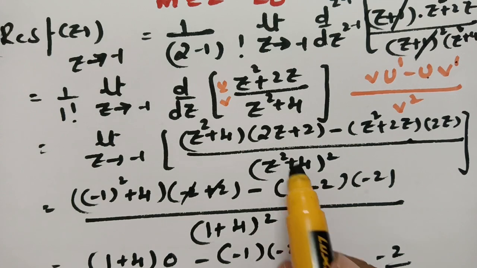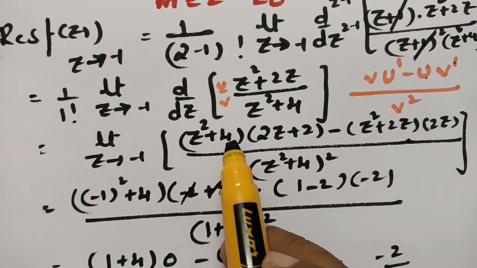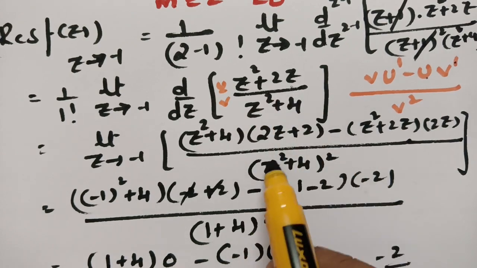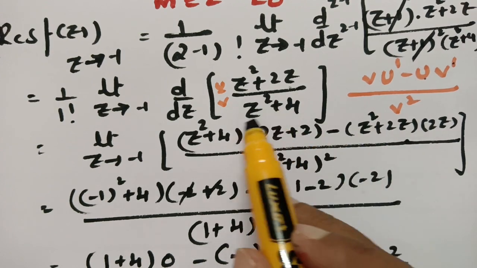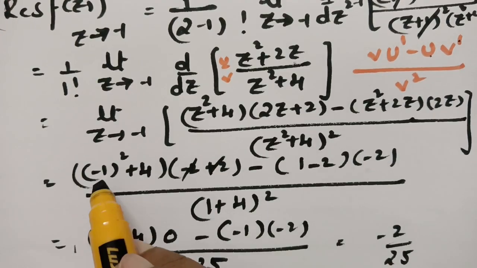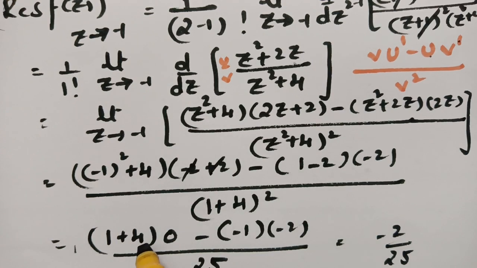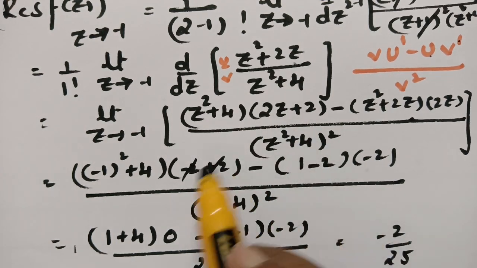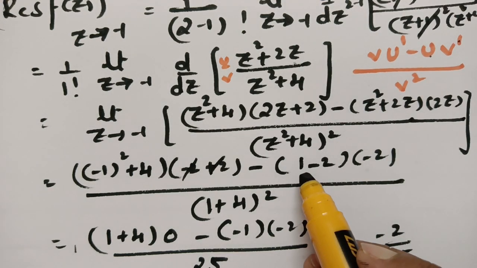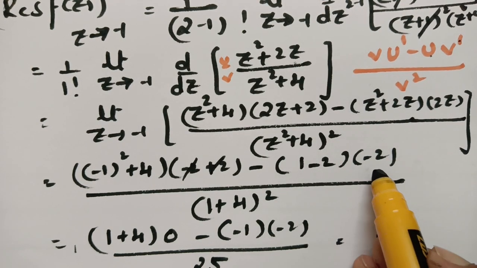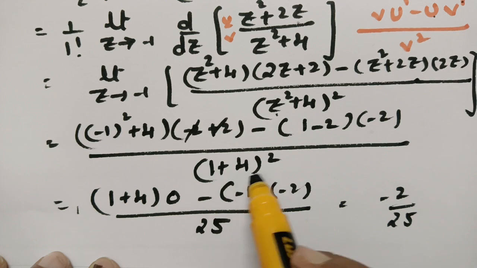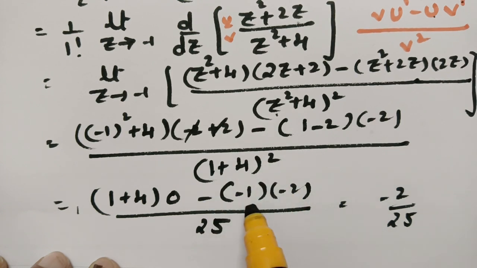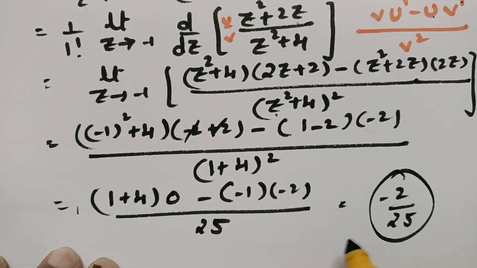See, after making derivative, this will be z square plus 4 whole square, z square plus 4 for one time. If I make a derivative, this will be 2z plus 2 minus, if I leave this u, that is z square plus 2z, and for this one, this is 2z. So after substituting minus 1, minus 1 square is plus 1 plus 4, and minus 2 plus 2 is 0, and this is 1 minus 2, this is minus 2. Minus 1 square is plus 1 plus 4 whole square, that is 5 square, this is 25. Minus 2 by 25 is the residue value for the pole of f of z.